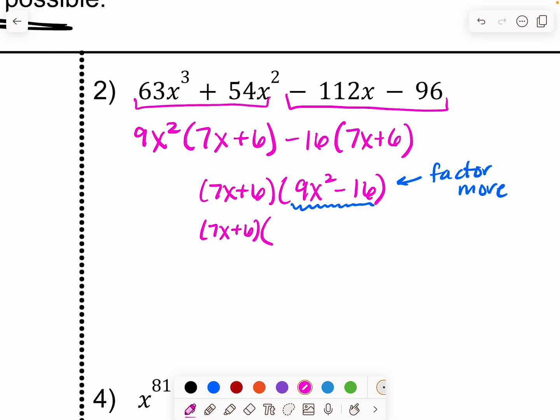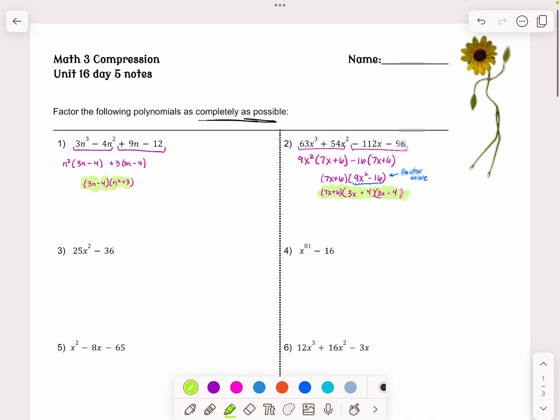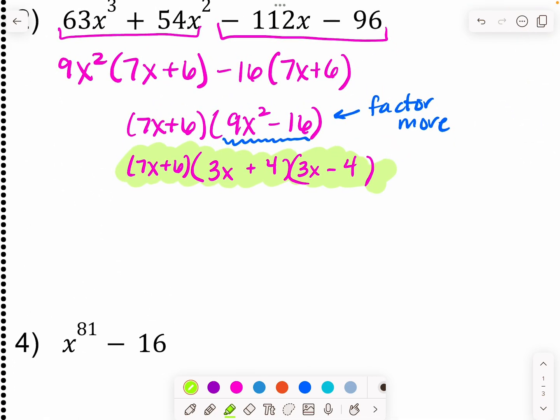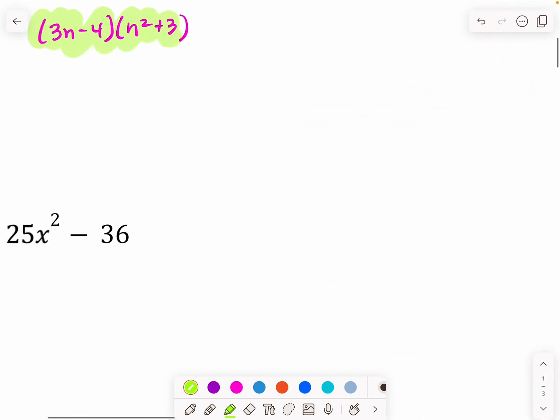This is one of those that comes into 2 square roots, a subtraction in between. Split 9 up to 3 and 3. I got x and x. I got 16 is 4 and 4. One's positive, one's negative. It doesn't matter which parenthesis gets the positive and which gets the negative. Okay, so yes, I would be looking for that whole thing factored as completely as possible.